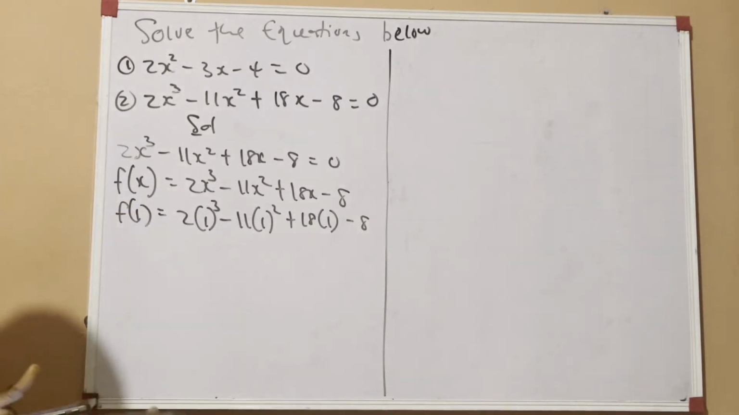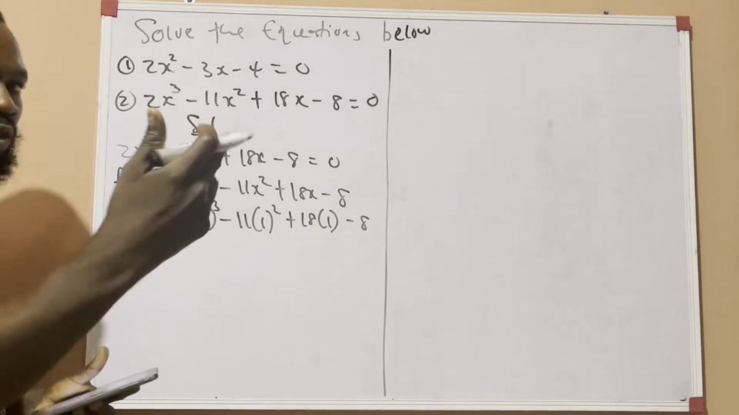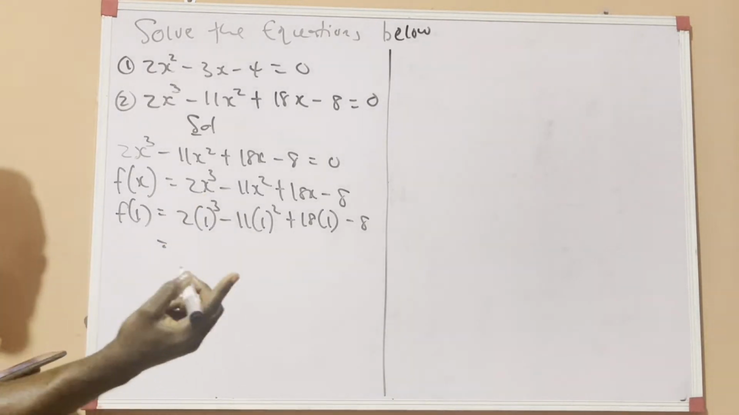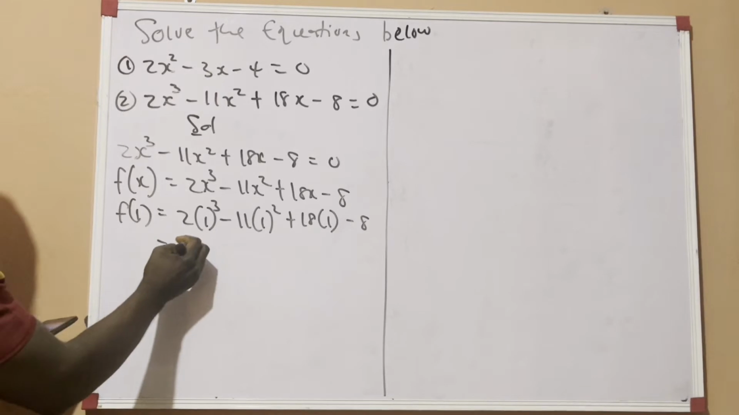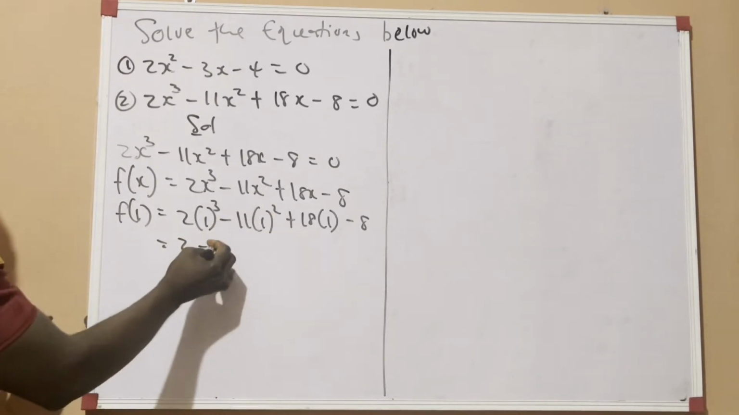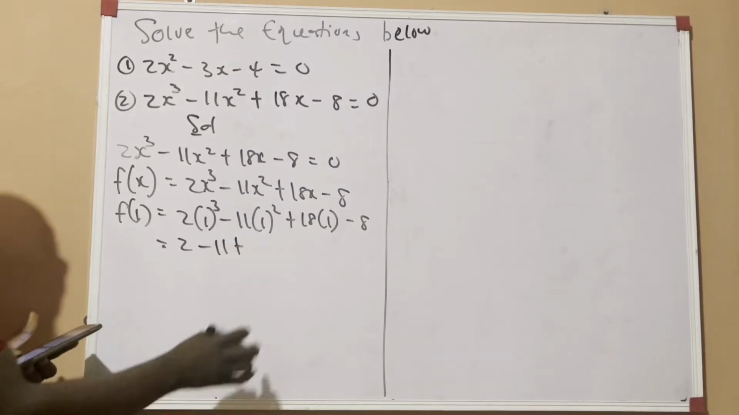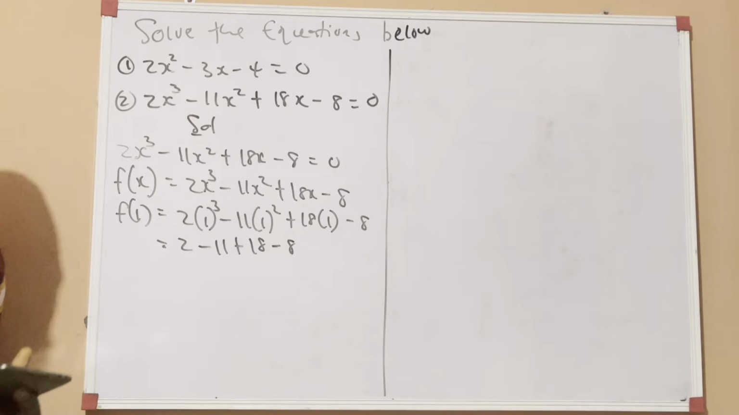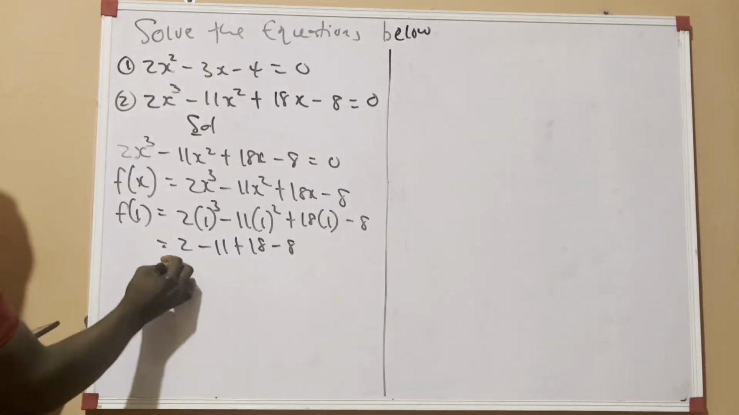So let us work with this and see if we are going to get the function to be 0. So here, 1 raised to the power 3 is 1, 1 times 1 times 1. Then 1 times 2 is 2. Minus 1 raised to the power 2 is 1, 1 times 11 is 11. Plus 18 times 1 is 18. Minus 8. Okay. Now let us see if we're going to get 0.